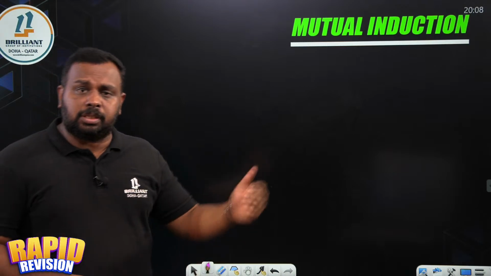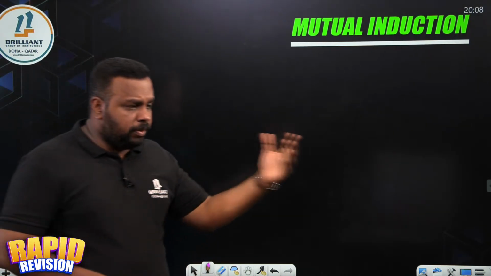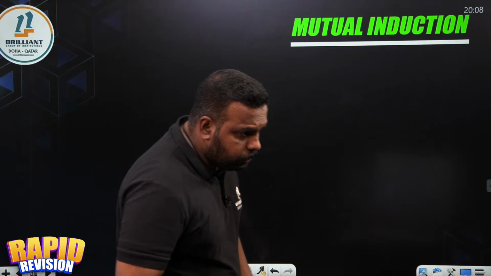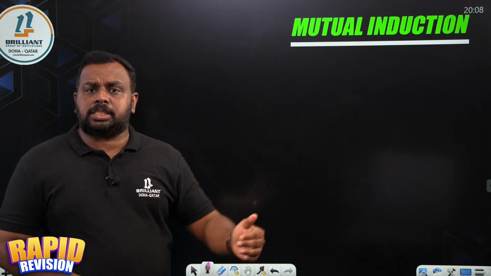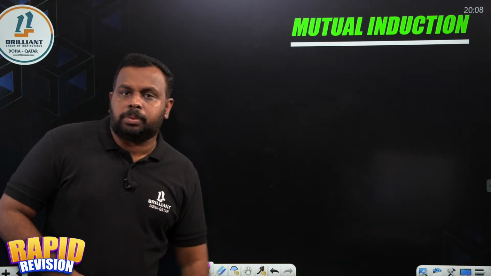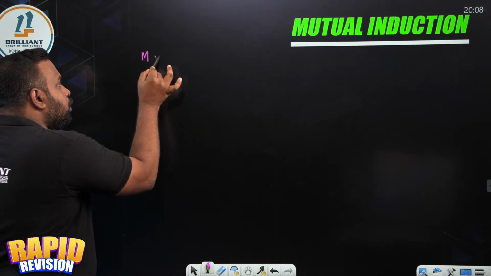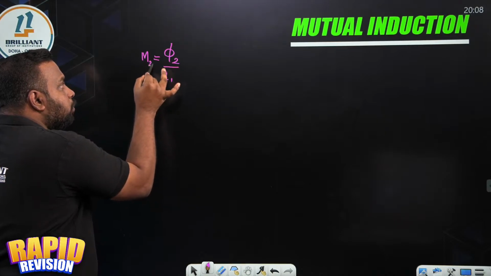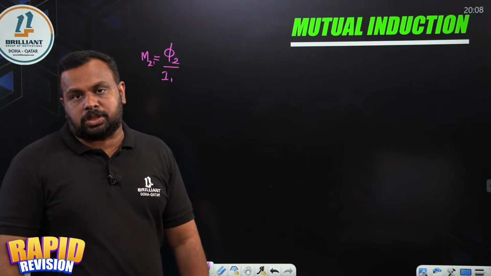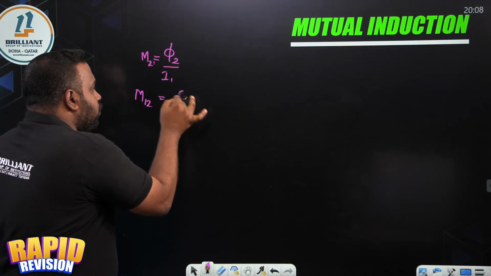You're okay with self-induction? What is mutual induction? Energy density is energy by volume. Whenever the magnetic flux linked with a coil changes, EMF is induced in the neighboring coil. This phenomenon is called mutual induction. So we have formula for mutual inductance. M is equal to phi 2 by I1. This is M21, mutual inductance of second coil with respect to first coil. And if you're writing M12, it will be phi 1 by I2.